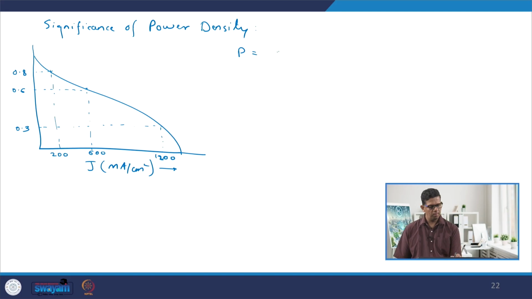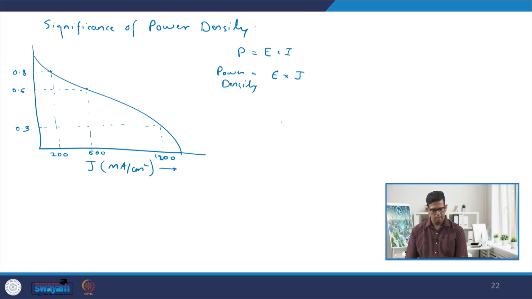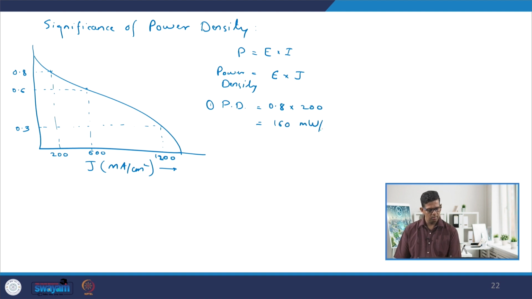We all know what power is. Power is basically the product of voltage and current, and power density is nothing but voltage times current density. For the first case, we have voltage as 0.8 volt and current density around 200. So, this will have a power density of 160 milliwatt per centimeter square.